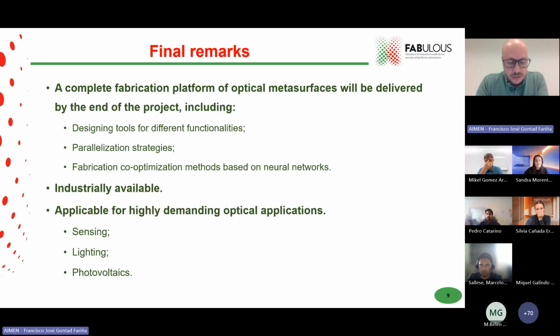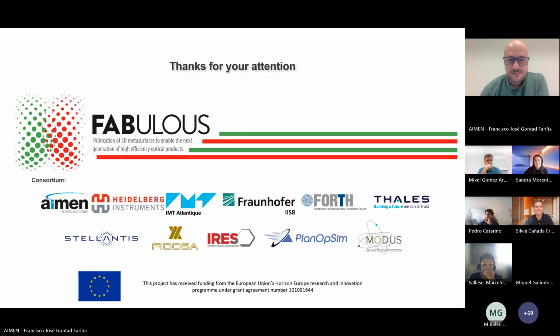They will be integrated in standard machines, and this approach of the design with the tools for designing, parallelization, and optimization can be applicable for highly demanding optical applications, like the case of sensing, lighting, or even the photovoltaics industry. And that's everything from my side.